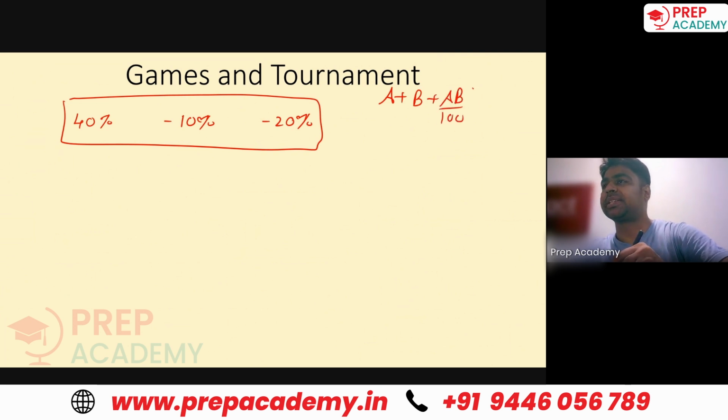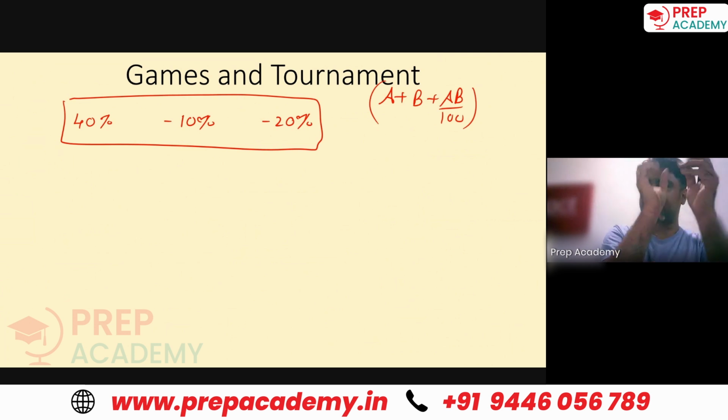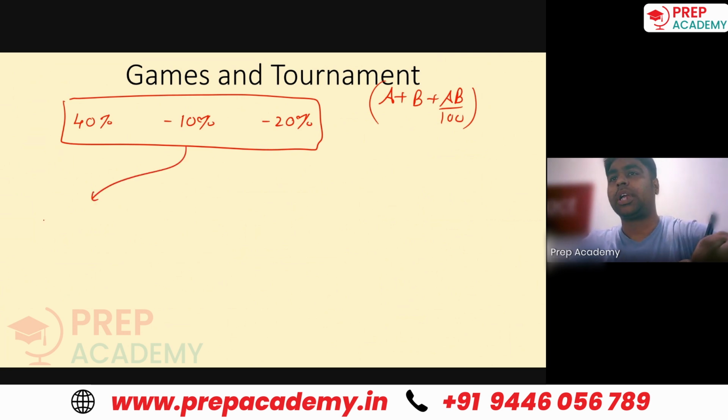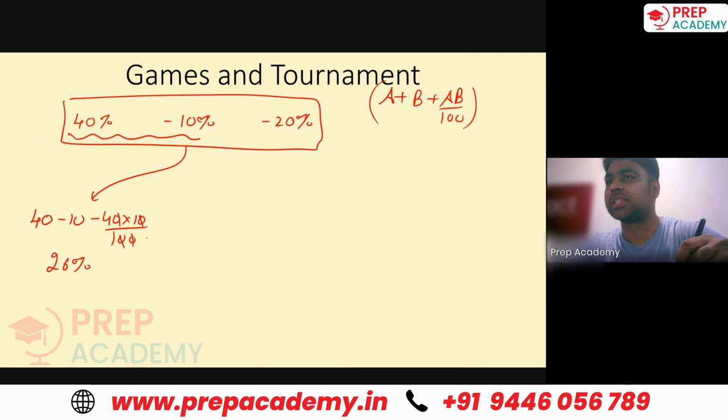The logic is pretty simple. Apply it for two percentages, get the answer, then apply it for the third percentage, and then get the overall answer. Okay, can I do it for you? It would be 40 minus 10 if I am doing it for the first two. So 40 minus 10 minus 40 into 10 upon 100. So that would be 40 minus 10, 30, 30 minus 4, 26. So 26% is what we got as the answer.